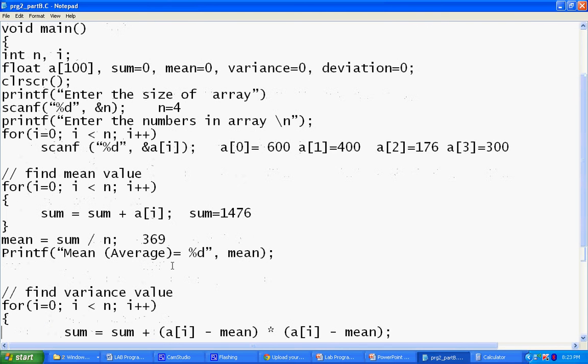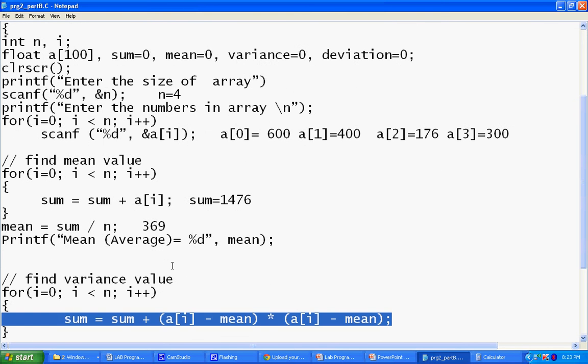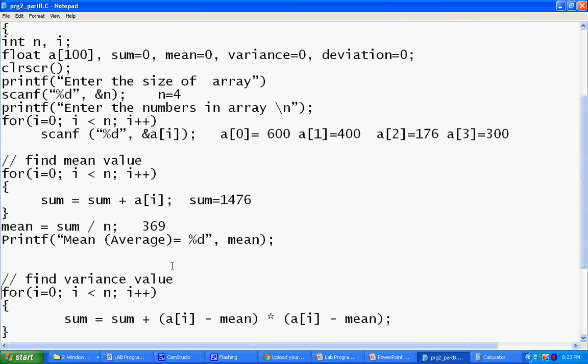The for loop is going to help me read each and every value here. Check it out here: sum plus a of I minus mean into a of I minus mean. But remember one thing, I have to make sure the value of sum is once again 0 here. If I don't mention sum equals 0, it goes for taking the previous available value, that is 1476. So please make a change here in the program to keep the value of sum once again as 0. Then the value of sum begins from the starting.